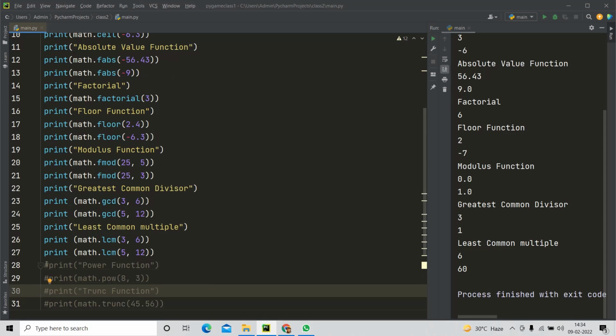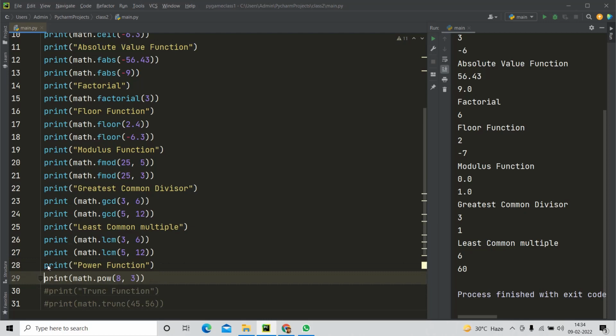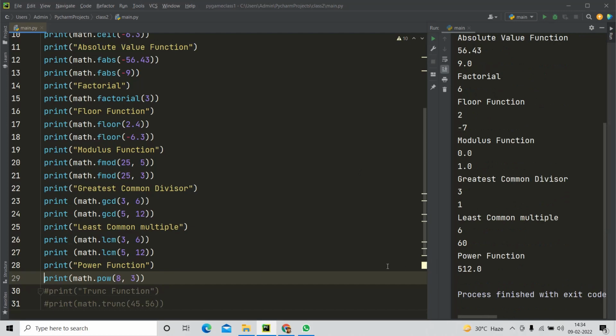And yeah, so we can also find powers of numbers, like here math.pow of 3 comma 8 comma 3 is 8 power 3. So what is 8 power 3? We can just check. So 512.